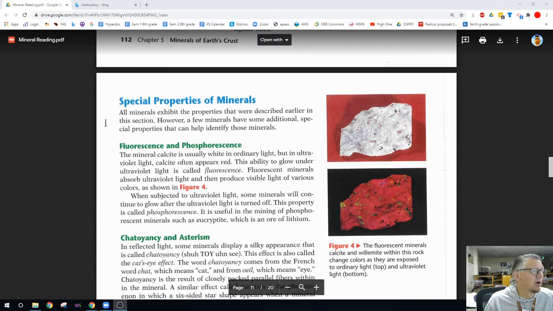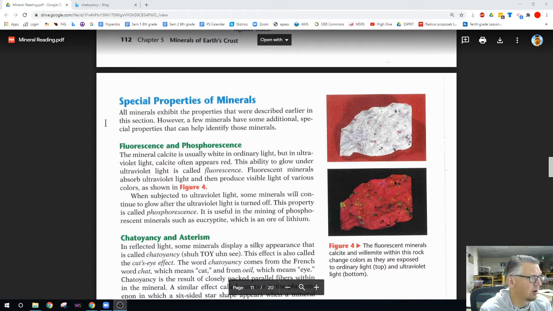Special properties. All minerals exhibit the properties that were described earlier in this section. However, a few minerals have some additional special properties that can help identify them. Fluorescence and phosphorescence. The mineral calcite is usually white in ordinary light, but in ultraviolet light, calcite appears red. This ability to glow under ultraviolet light is called fluorescence. Fluorescent minerals absorb ultraviolet light and then produce visible light of various colors, as shown in Figure 4.